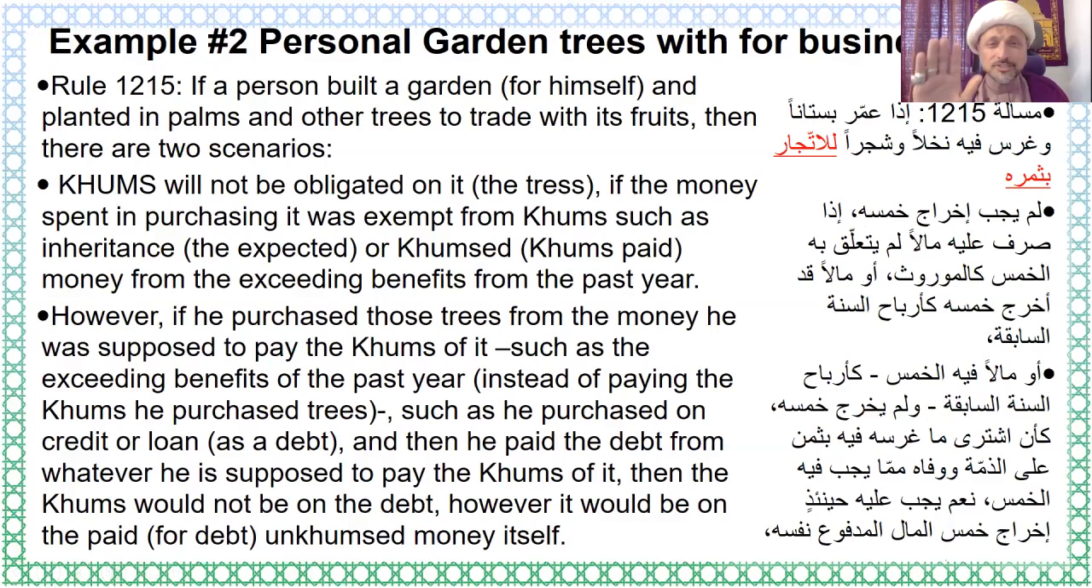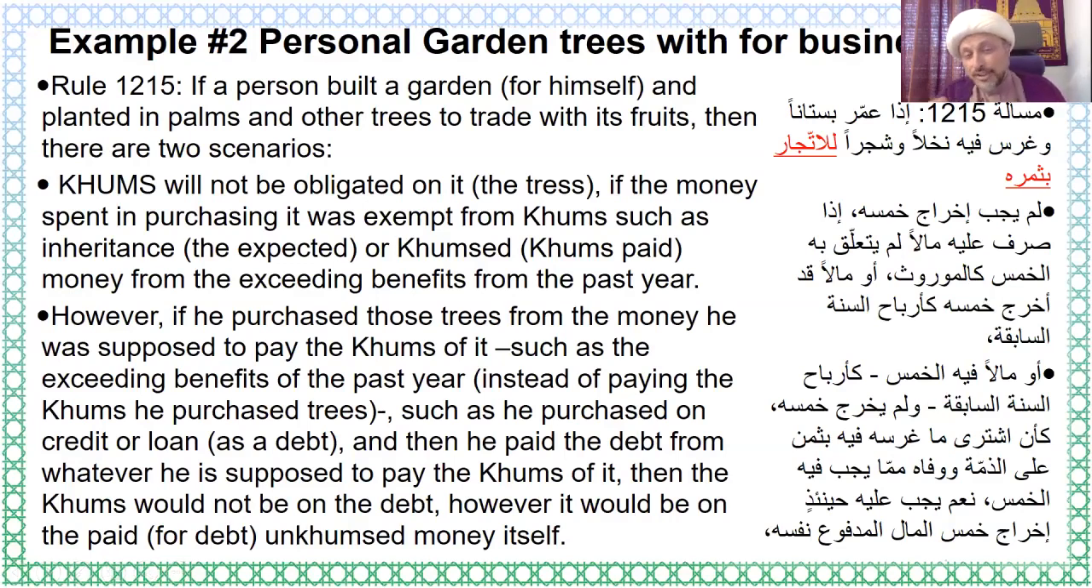Wait, hold on your horses. Let's see the condition. The khums will not be obligated on it. Okay, on what? On these trees. But you said these trees are for the business. Yes, wait. لم يجب إخراج خمسه. إذا صرف عليه مالا لم يتعلق به الخمس.